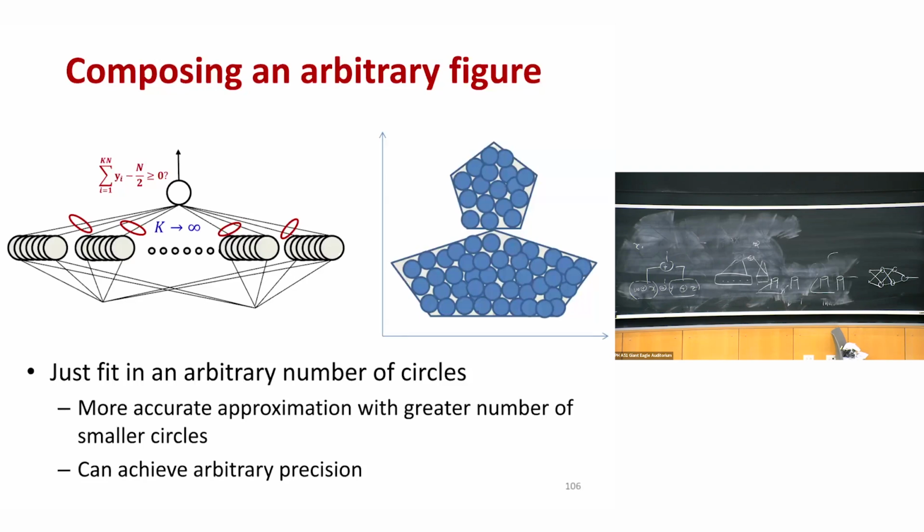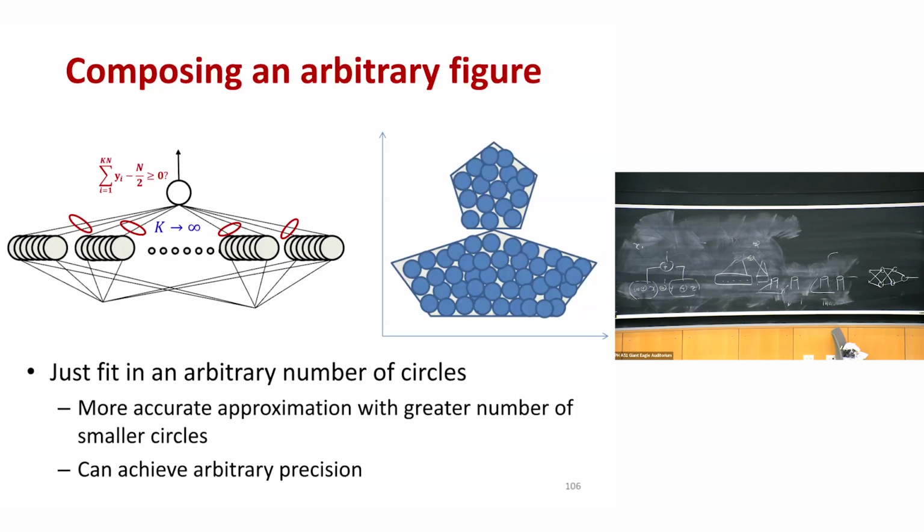Is this exact? It's an approximation. How accurate is the approximation? I can make it arbitrarily accurate by making the circles smaller and packing them together, right? You give me an error bound, I can compose an approximation that has an error below it, but the error is never going to be 0.